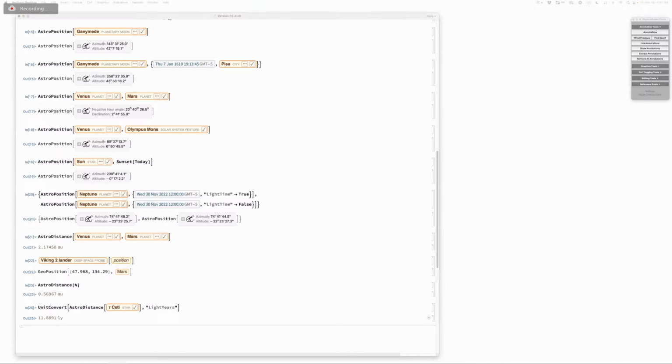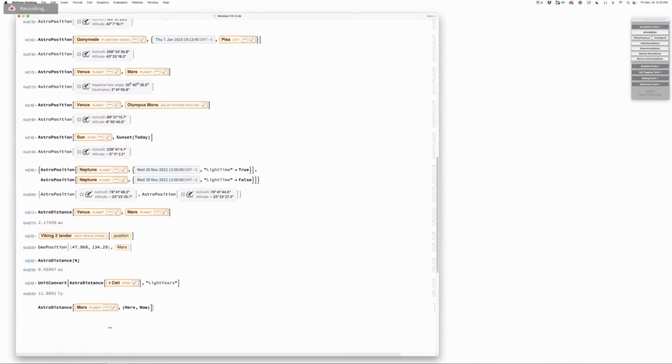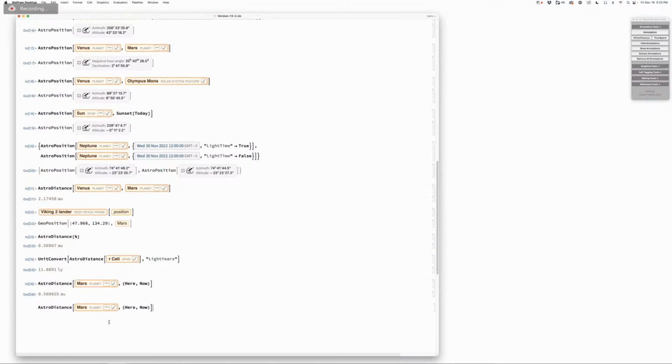Let's see. Again, when you compute an astro distance, you need to know both what the thing is that you're computing, and where you're observing it from and when you're observing it. So this is the distance to Mars here and now, so to speak. And I'm sure if we compute it again, we might get a slightly different answer. There we go, because Mars is moving and the Earth is moving.